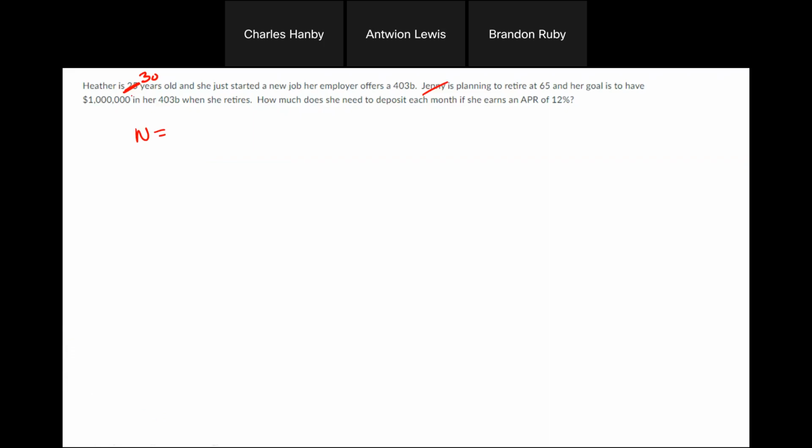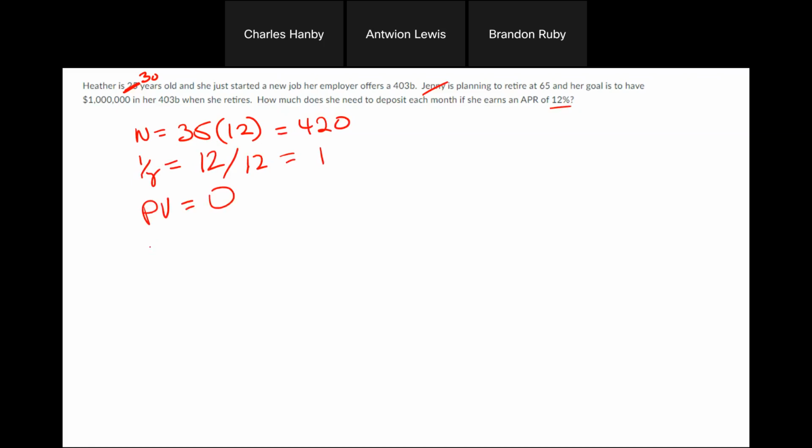Okay. So at 30 years old, that means it's 35 years till she retires. I'm going to have to edit these questions as I work my way through them. I/Y is 12%. We divide it by 12 to make it a monthly rate of 1%. There's nothing in the account, so its PV is 0. Then future value is the goal of $1 million, and then we compute payment.